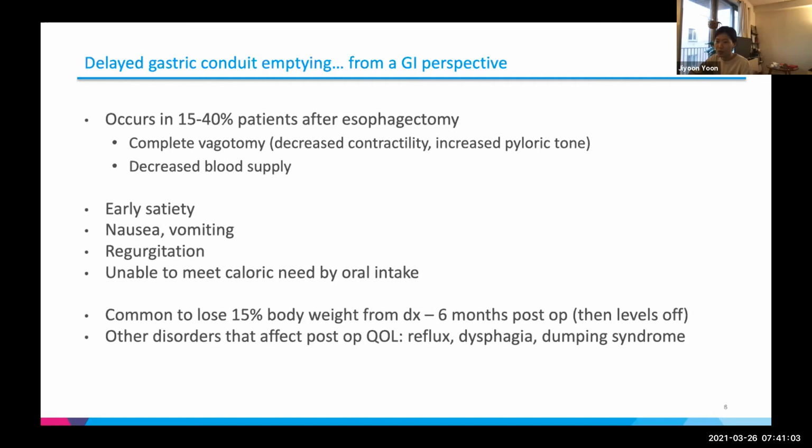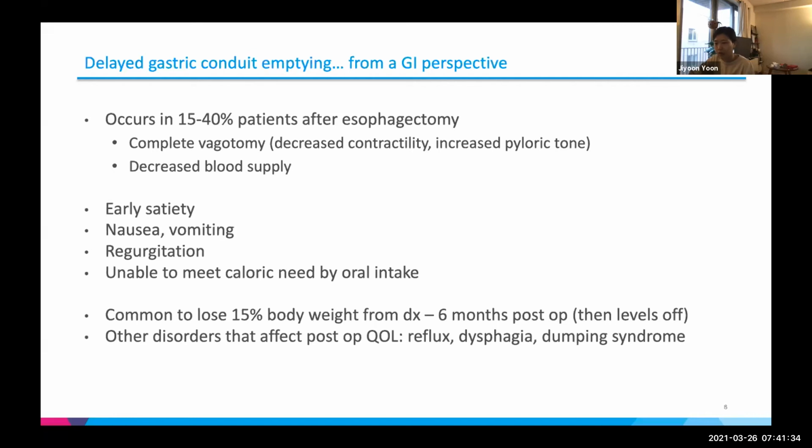The post-op course of an esophagectomy is fairly morbid. It's very common to lose about 15% of body weight from diagnosis to 6 months post-op. Unfortunately, it levels off thereafter. And then there are other disorders that affect post-op quality of life in the gastric conduit patient: reflux, dysphagia, and dumping syndrome.